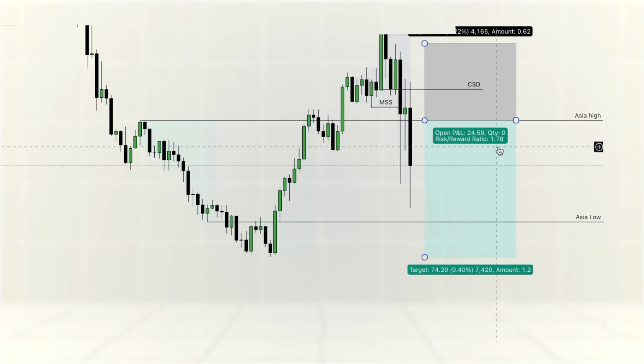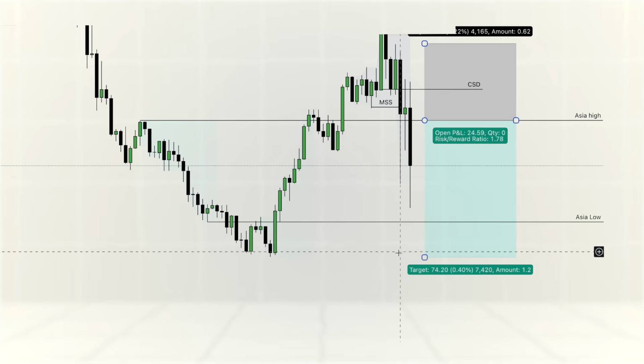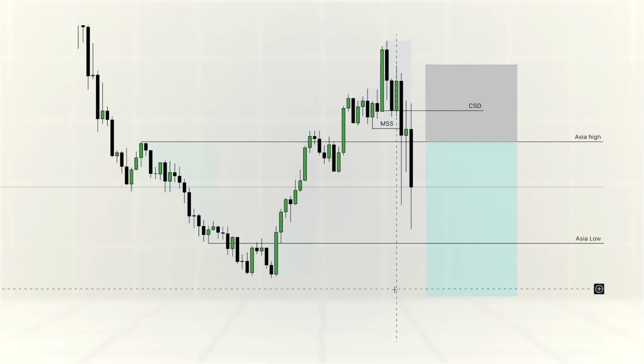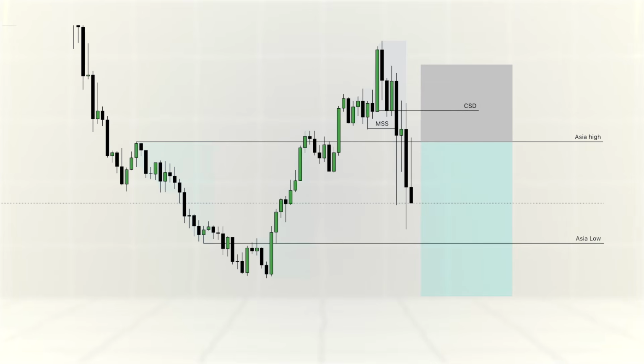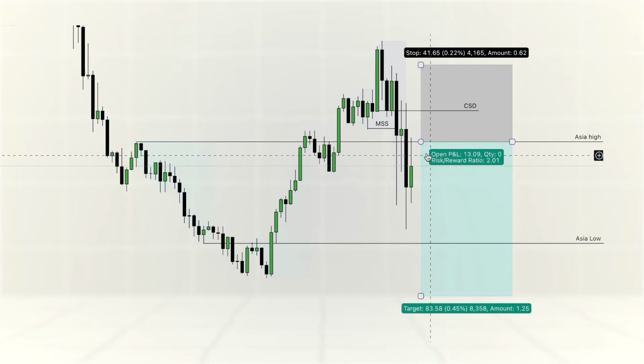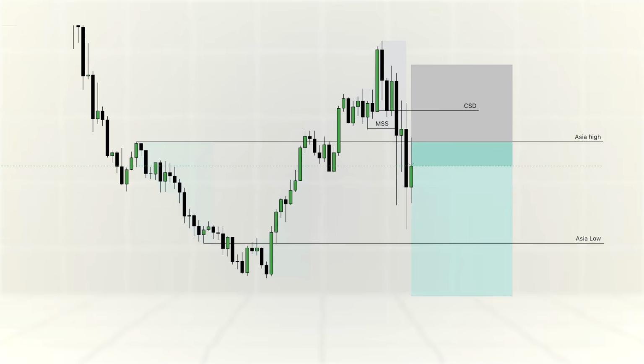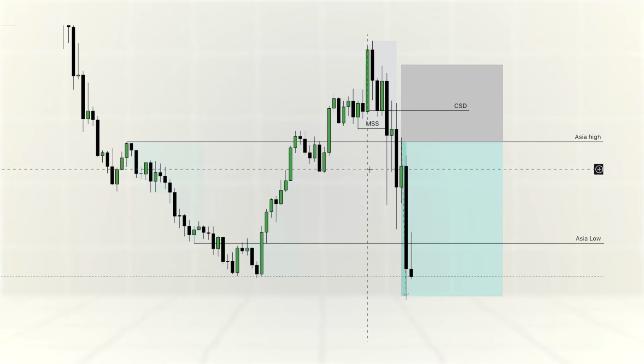Now we play price forward. We get a clean retest of the Asian high, which taps us into the trade. As we continue moving price forward, we can see that we are fully entered into the position. From here, we simply let the trade play out. And as you can see, on the very next candle, price aggressively moves lower and completely smashes our take profit level.